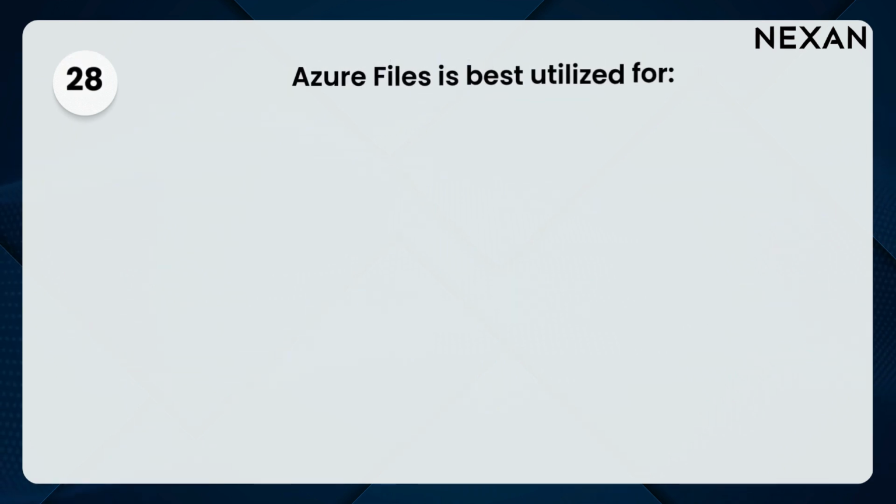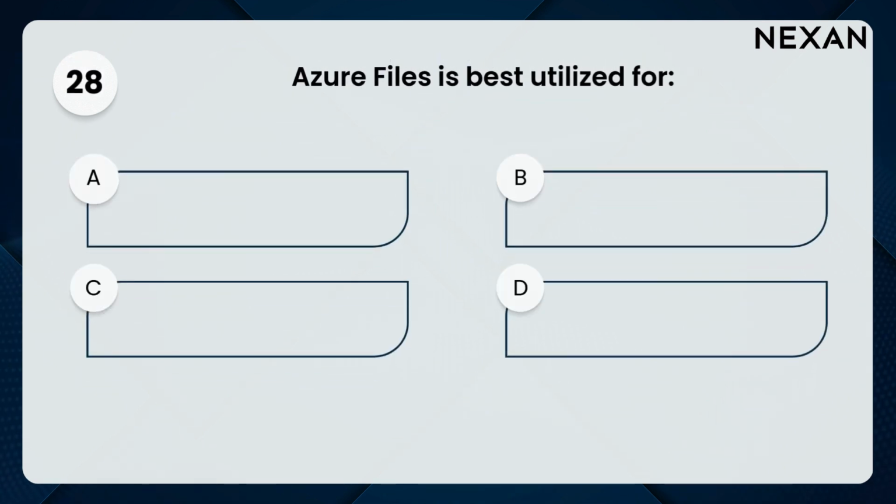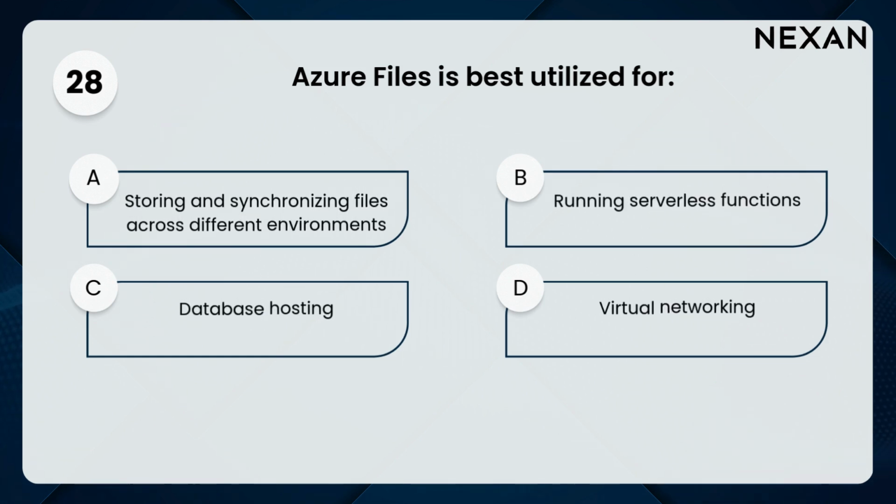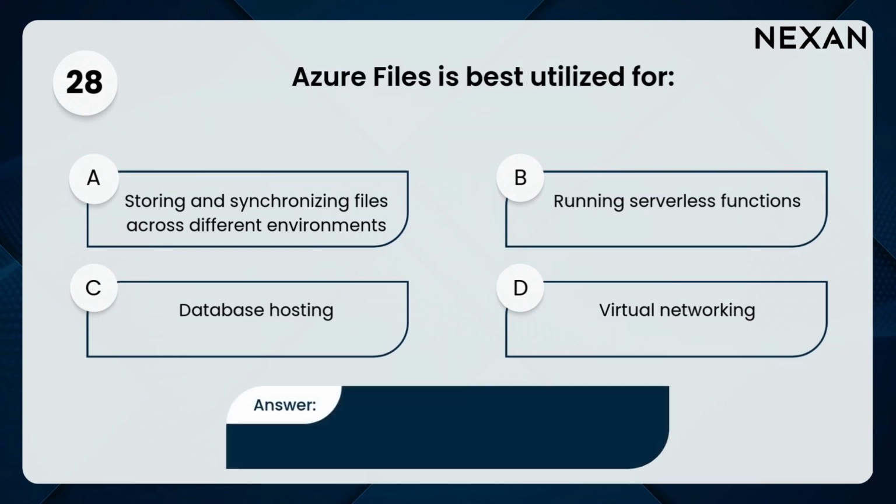28. Azure Files is best utilized for A. Storing and synchronizing files across different environments, B. Running serverless functions, C. Database hosting, D. Virtual networking. Answer: A. Storing and synchronizing files across different environments.